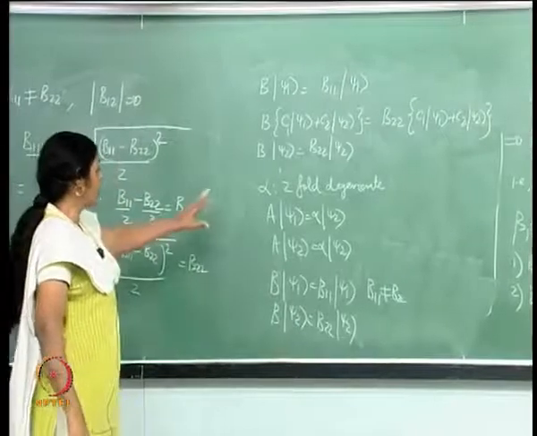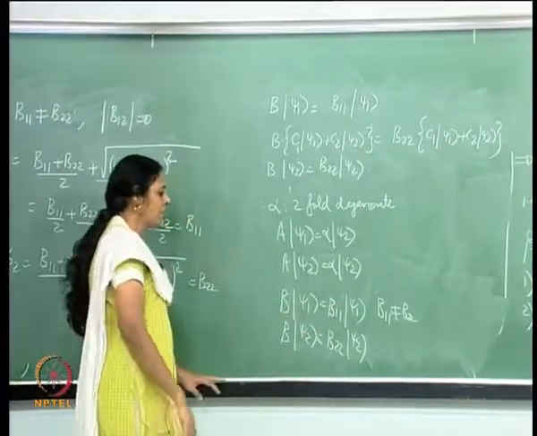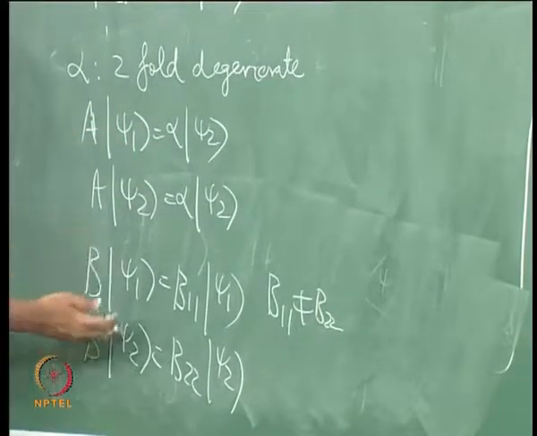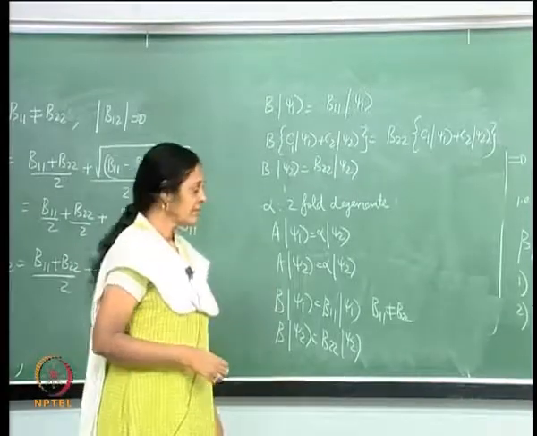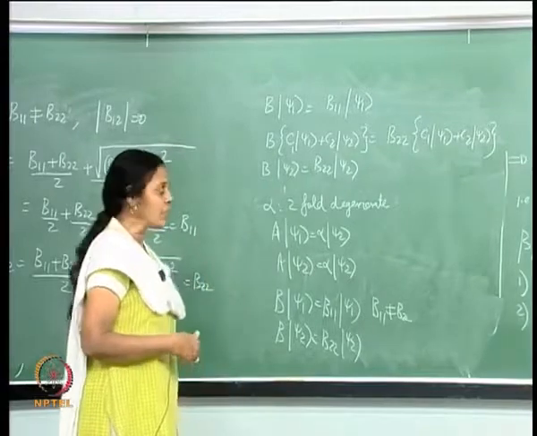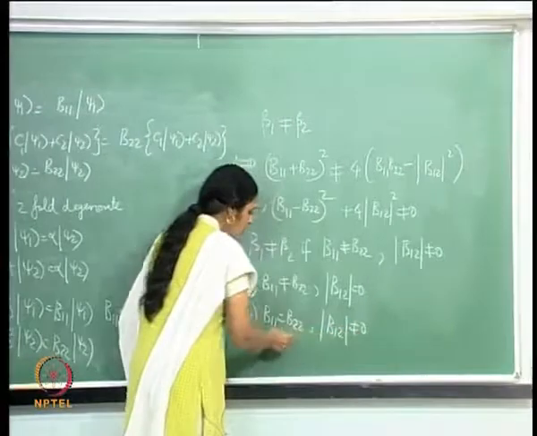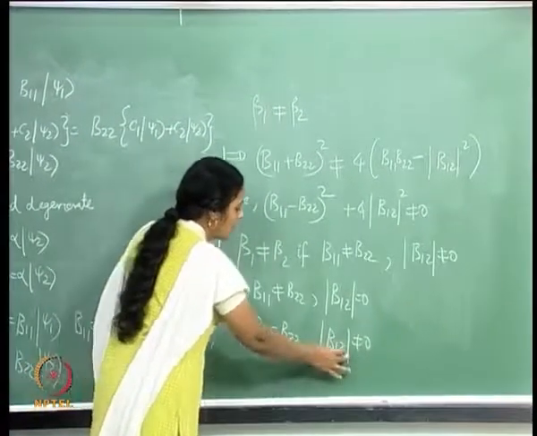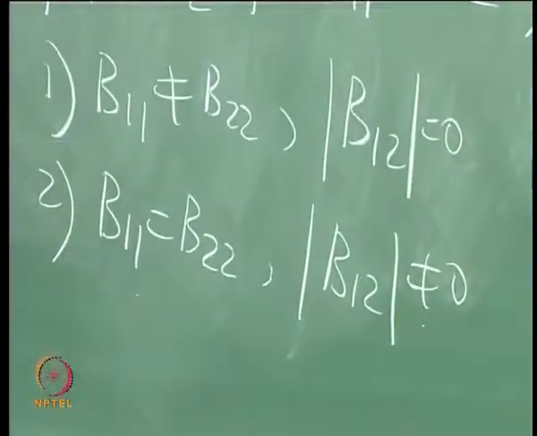There was a twofold degeneracy. Those eigenvectors continue to be eigenvectors of B. They are eigenvectors of A corresponding to a twofold degenerate eigenvalue. They continue to be eigenvectors of B, but the degeneracy has been lifted. So, this is one case that we have. Let us look at the last case, which is this, where B11 equals B22, but modulus of B12 is not equal to 0. So, let us look at that case now.